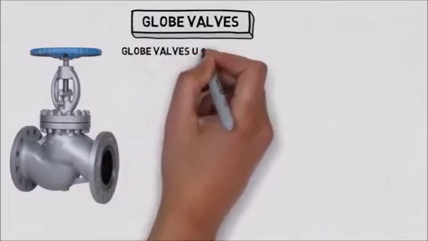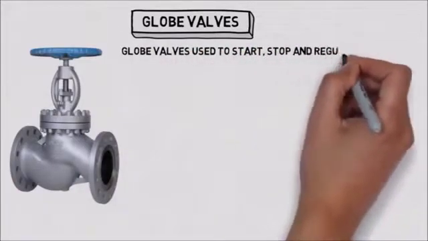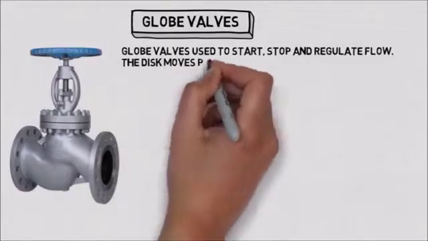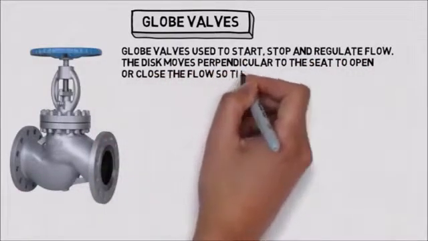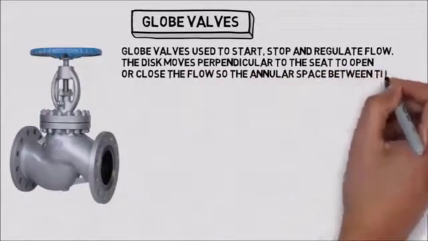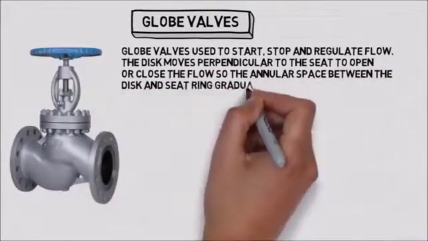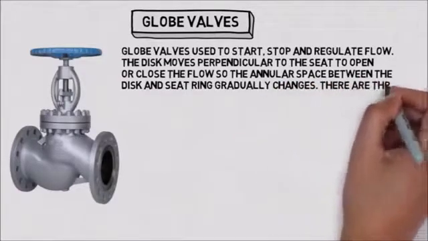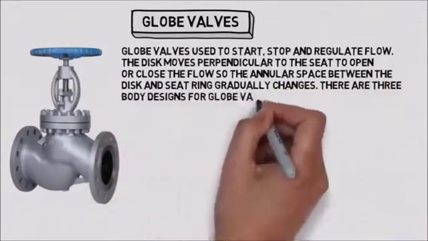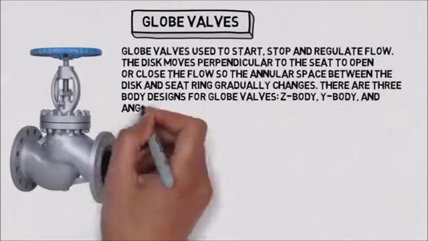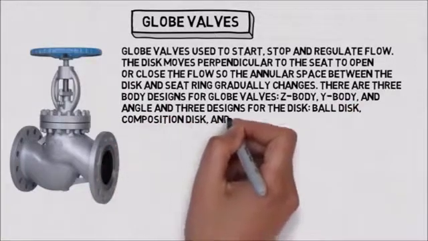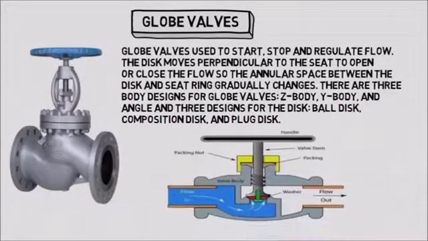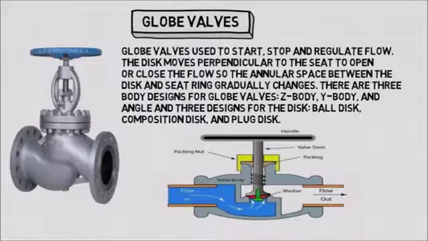Globe valves. Globe valves are used to start, stop and regulate flow. The disc moves perpendicular to the seat to open or close the flow, so the annular space between the disc and seat ring gradually changes. There are 3 body designs for globe valves: Z body, Y body, and angle, and 3 designs for the disc: ball disc, composition disc, and plug disc.